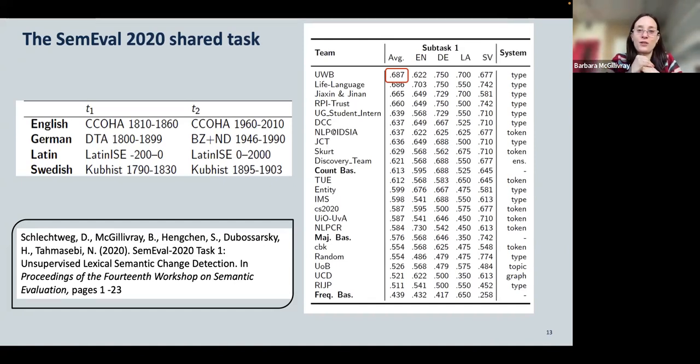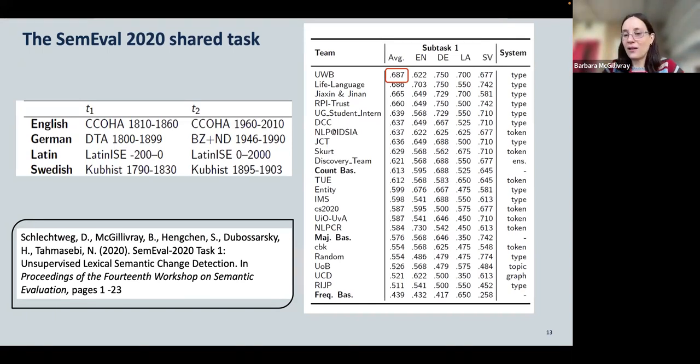So every line corresponds to a different team. Then we had some baselines, so the models that were used by us as baselines. And what you can see is the first column shows the average accuracy, so the percentage of words that were correctly predicted as having changed. And you can see that even the best model reached an accuracy of only 68.7%. So really, it's much better than random or than some very basic baseline model. But it shows how complex a task is and how much room for improvement there is.